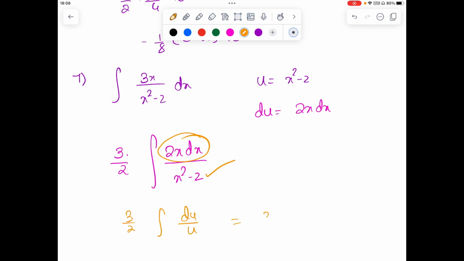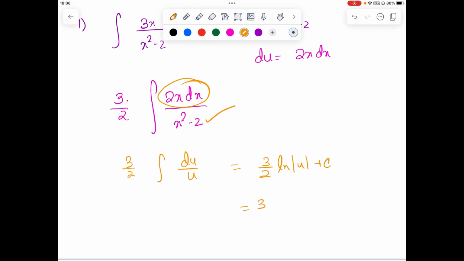So the integral of 1 upon u is nothing but ln u. So ln u plus c. But don't forget to write it back in terms of x. What is u? u is nothing but x square minus 2. So ln of (x square minus 2) plus c.